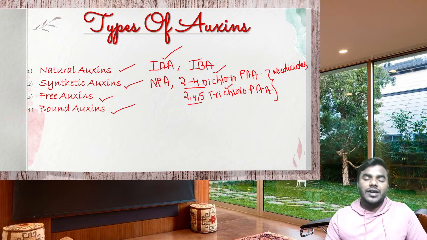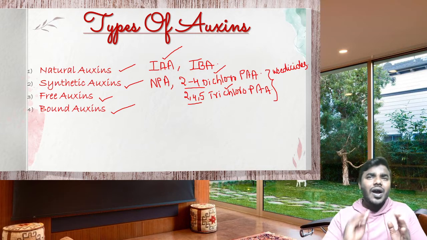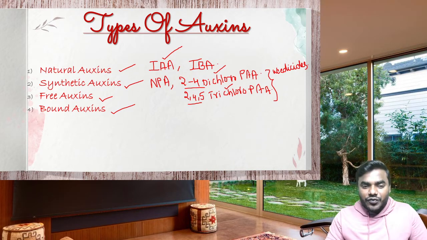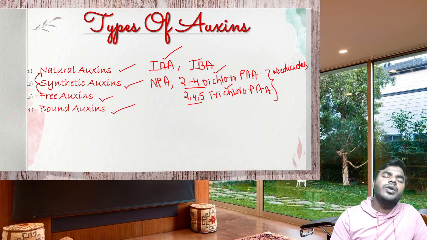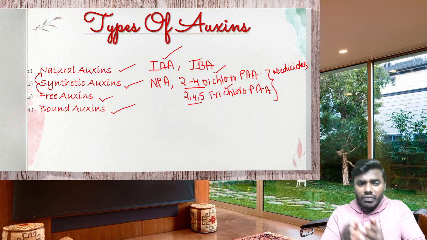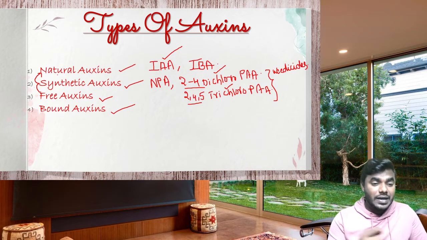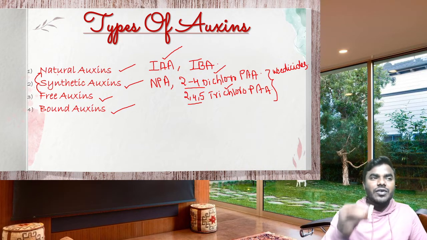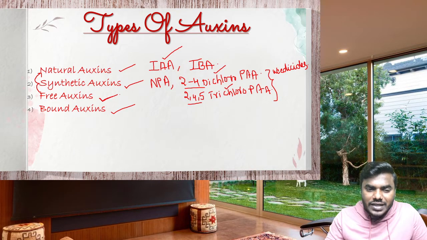Now, friends, don't get confused here. What are the differences between free auxin and bound auxin? Free auxin means, listen to my statements carefully, free auxin may be synthetic also, and a free auxin may be natural also. But the point you have to remember is that if you want to isolate an auxin and you are not using any kind of organic solvent, those auxins are called free auxin.